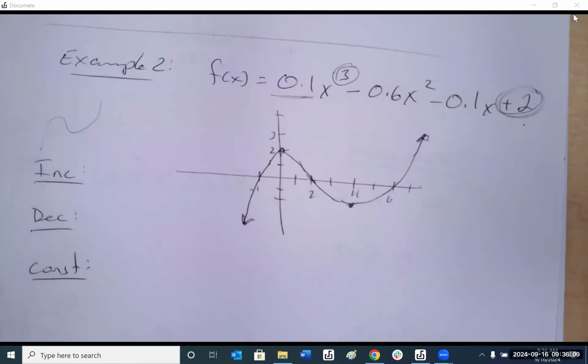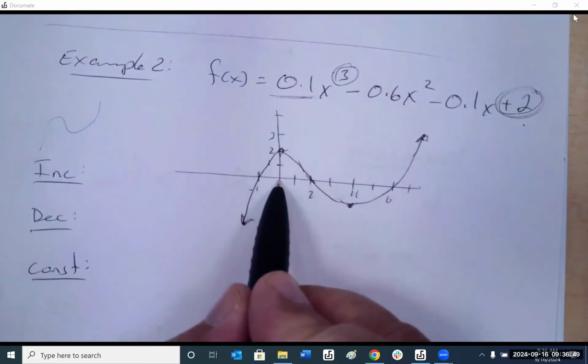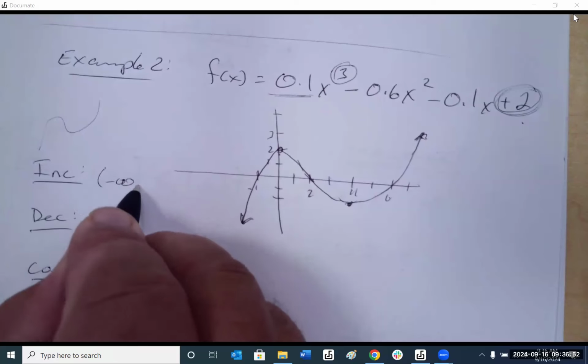Where is it increasing, decreasing, constant? You have to be louder. Be sure of your answer. Nope. To where? You're close. Only look at the x values. Where does it stop going up? The graph still keeps on going up here. What's the x value? So it's increasing from negative infinity to 0.